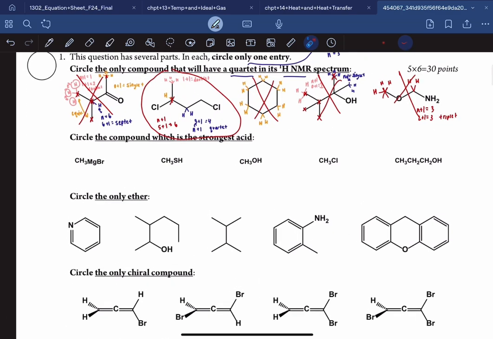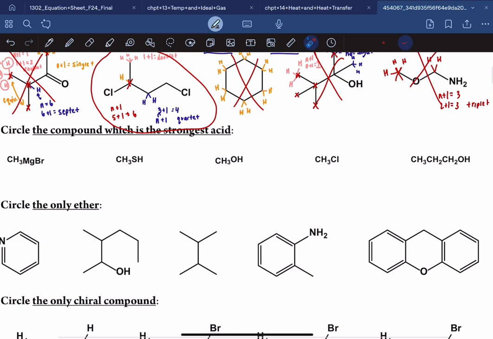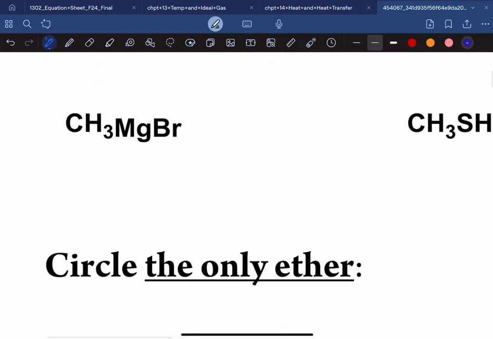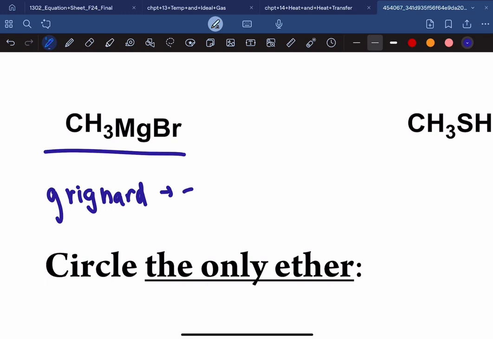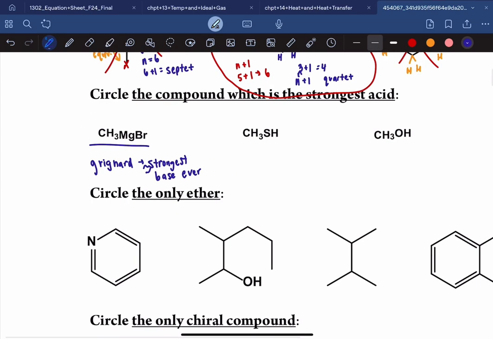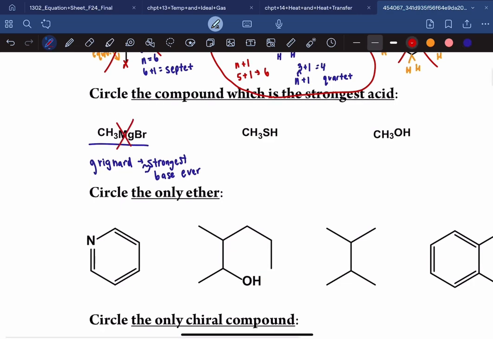So moving on to the next question, which is the strongest acid? Immediately off the bat, I hope you all saw this and recognized this is something called a Grignard. And this is like the strongest base ever. Not actually, but almost. So this is not an acid. Absolutely not.